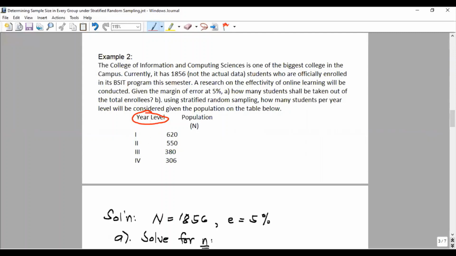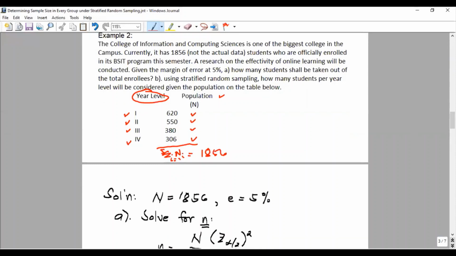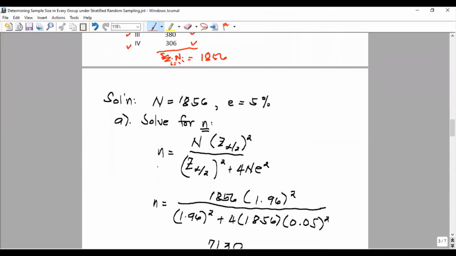So the first column is the year level. We have first year, second year, third year, and fourth year. The second column is the population size per year level. If we get the total of this, the summation of n sub i is equal to 1,856, where i ranges from 1 to 5. Okay? So going further, our given are the total population, which is 1,856, and our margin of error is 5%.